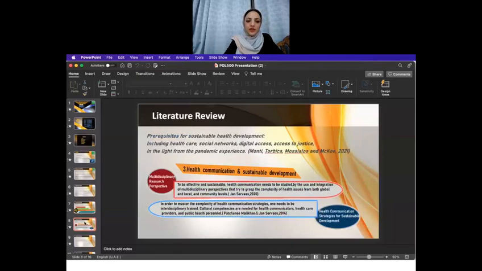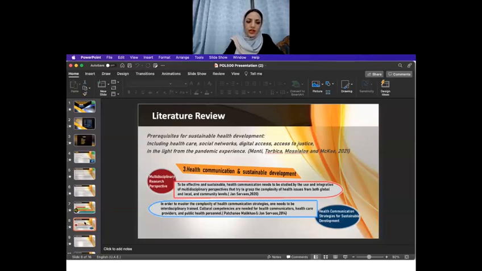As we said here, sustainable development does include healthcare, social networks, digital access, and access to justice. In the light of this pandemic experience, as we have seen, we do have health communication and sustainable development in two sections: the multidisciplinary research perspective and health communication strategies for sustainable development, as you can see.